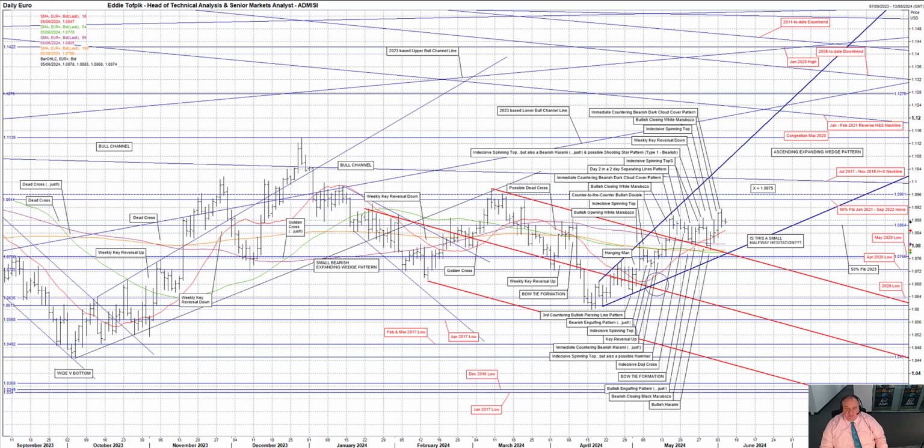Nevertheless, the theory suggests that between 15 to 20 sessions after the crossover, we may see a period of volatility and possibly a move begin to start. So that would be between about the 12th and the 19th of June. So watch out.